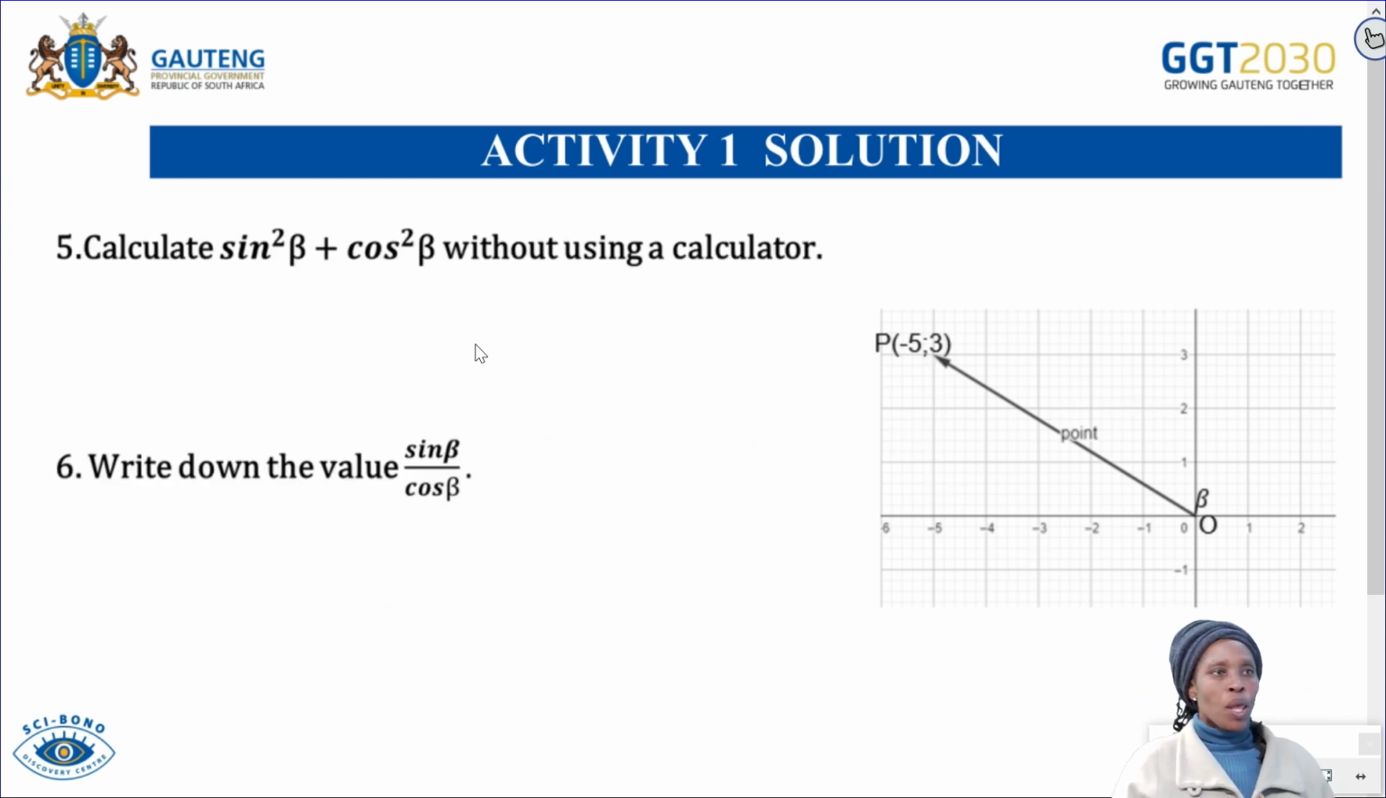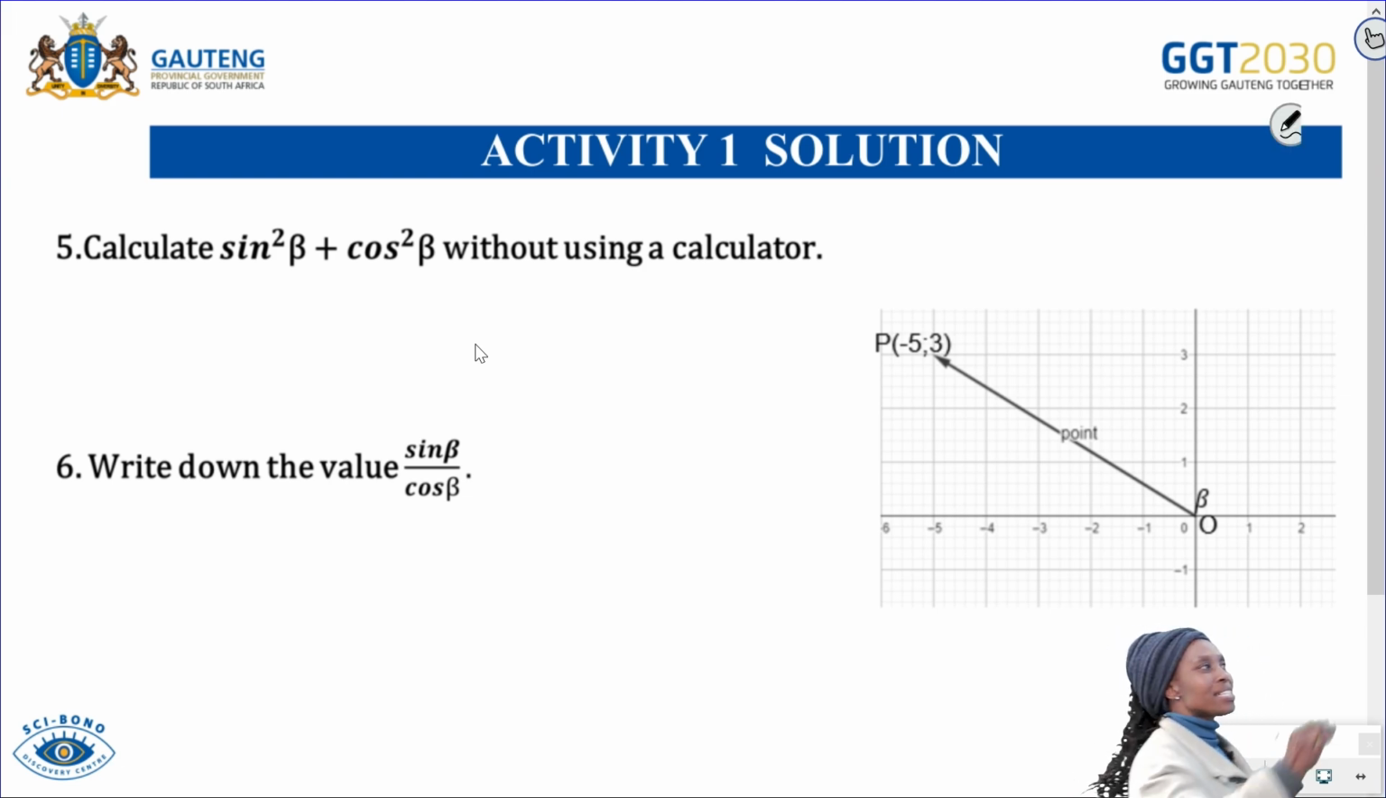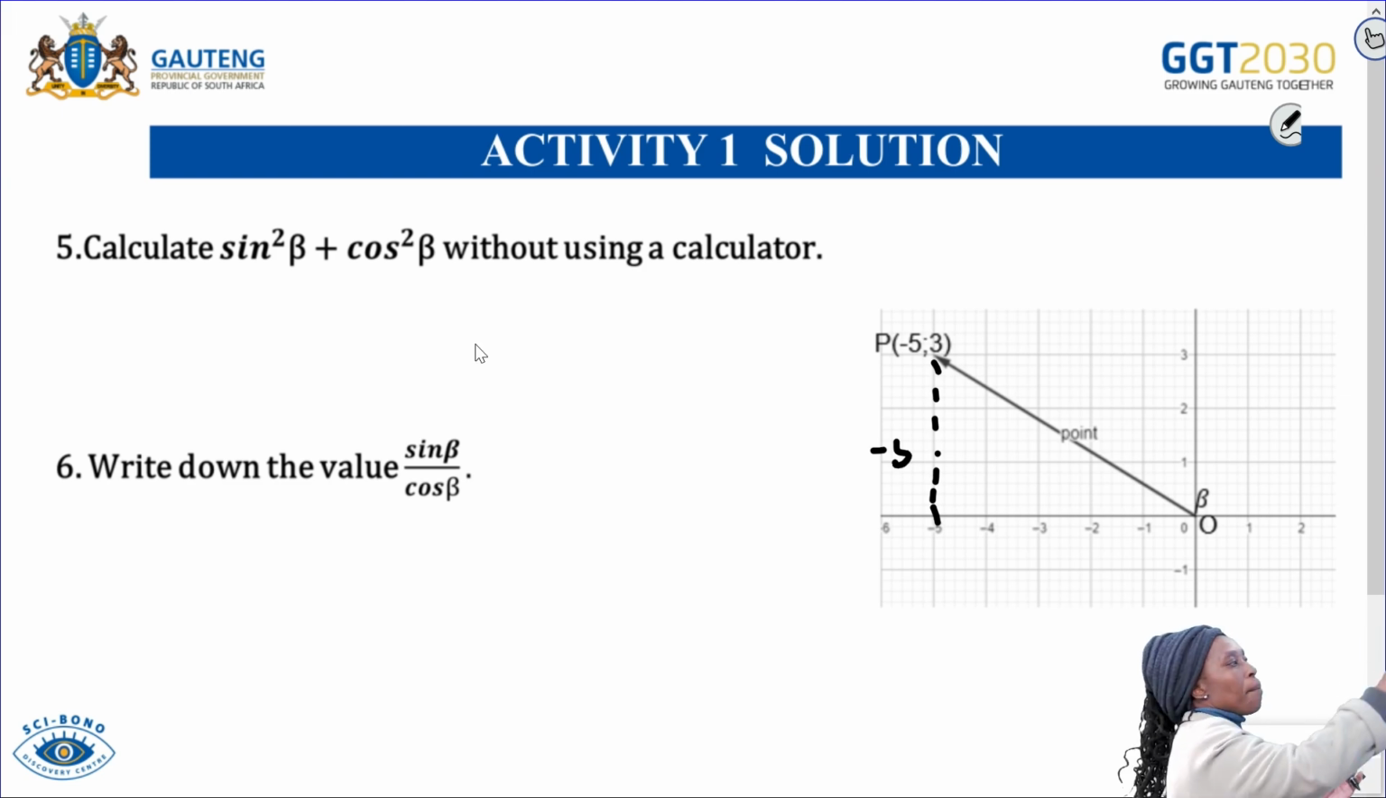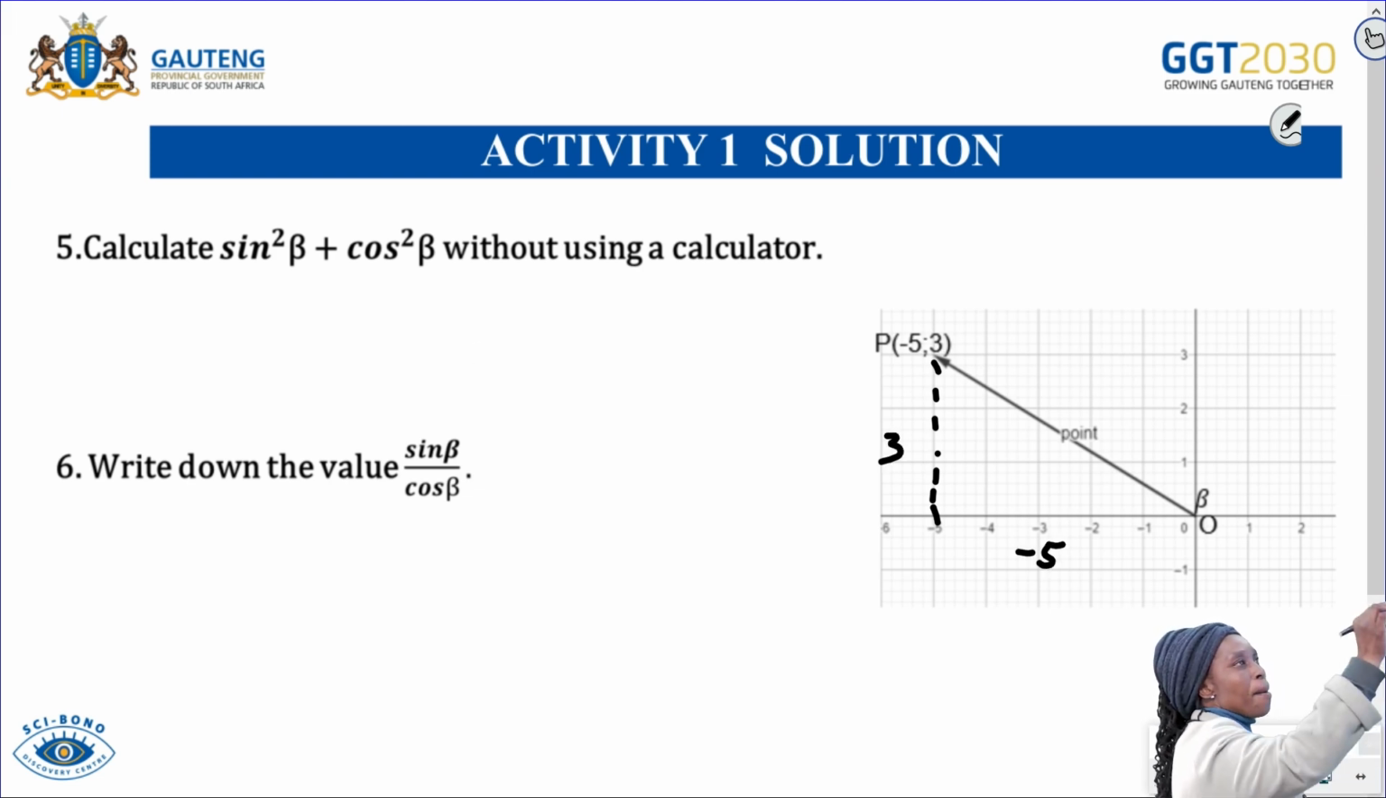Moving on right along, we need to calculate sine square beta plus cos square beta without using a calculator. Without using a calculator, we must find sine square beta plus cos square beta. I have a y which is 3, an x which is -5, my r which is square root 34.